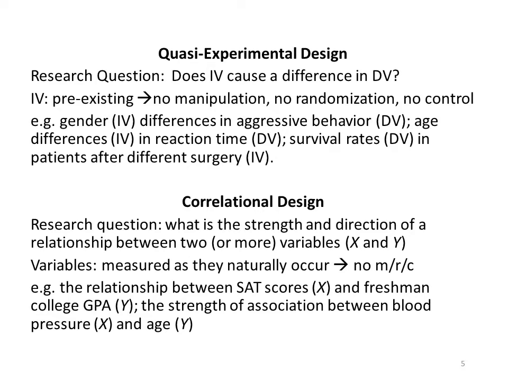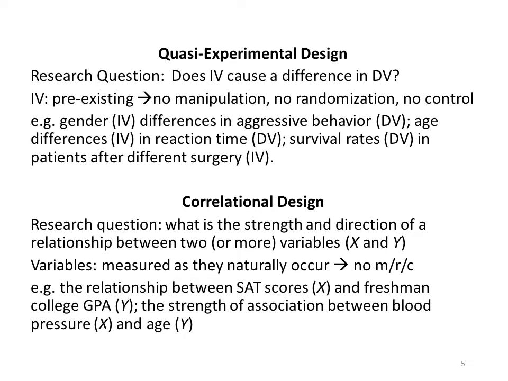In correlational design, we explore the associations between two variables. And a correlation coefficient is a statistic that summarizes the strength of the relationship. But this relationship is not necessarily a causal relationship. And the variables are measured as they naturally occur, so there is no manipulation, no randomization, or control. And the example is the strength of association between blood pressure and age.